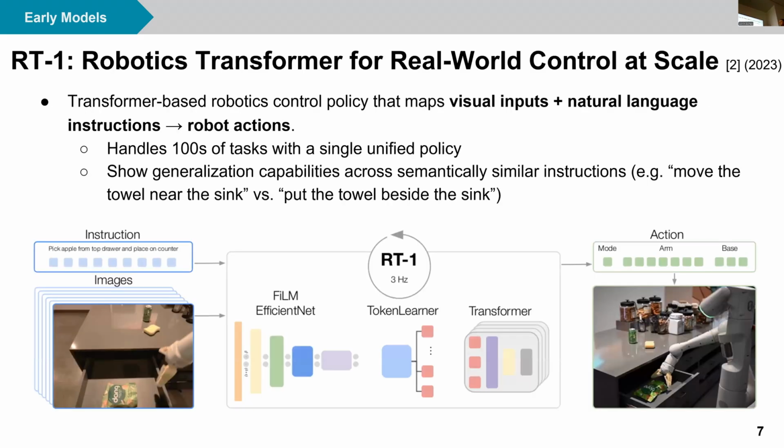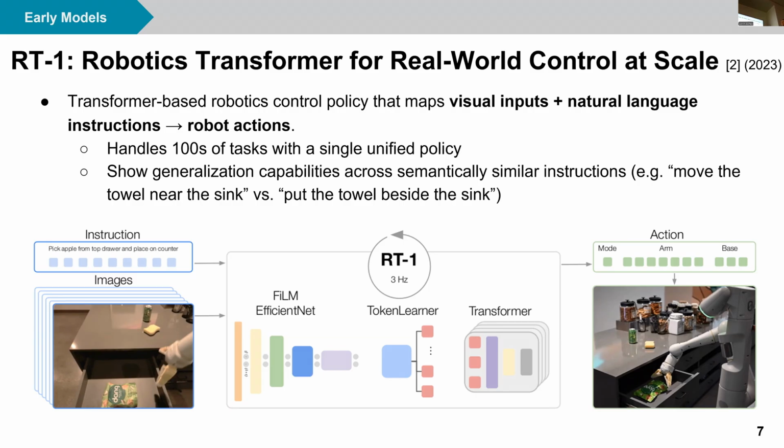And that's where RT1 comes in. This is Robotics Transformer for real-world control at scale. So this is a work that came out of Google DeepMind. It's a transformer-based robotics control policy that takes visual inputs and a natural language instruction and then directly outputs robot actions. So they were able to show with this that they could do hundreds of tasks with a single unified policy versus having multiple different policies for every different skill.